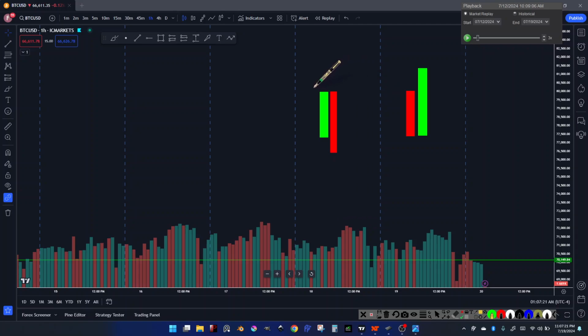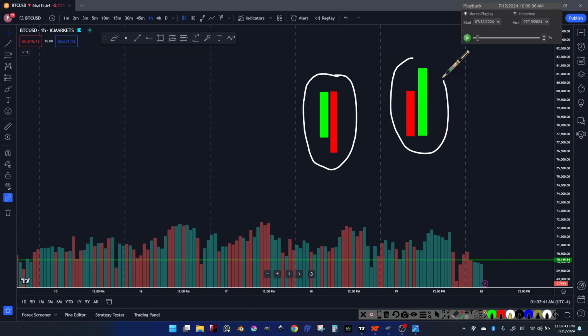Now, what I have already drawn up are two sets of patterns. And with this strategy, you're only going to be looking for just this particular pattern or this particular pattern. And I'm going to get into a couple of little rules to help you with what to do with your entries, your exits, how to use a trailing stop, and then we're going to go over the chart and look at it.